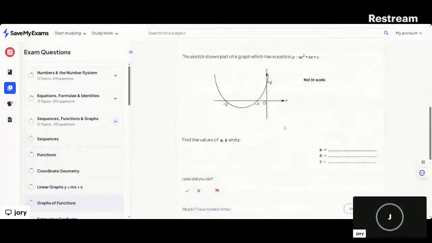The sketch shows part of a graph which has this equation. Find the values of a, b, and c. What? Oh, okay. And it gave me the intercepts, the y-intercept and the x-intercepts. So the c is 12.